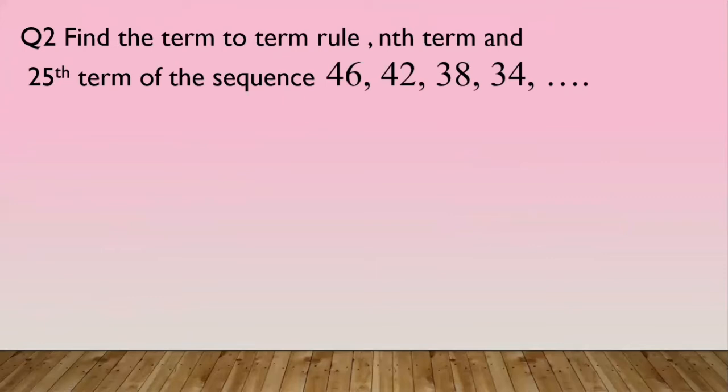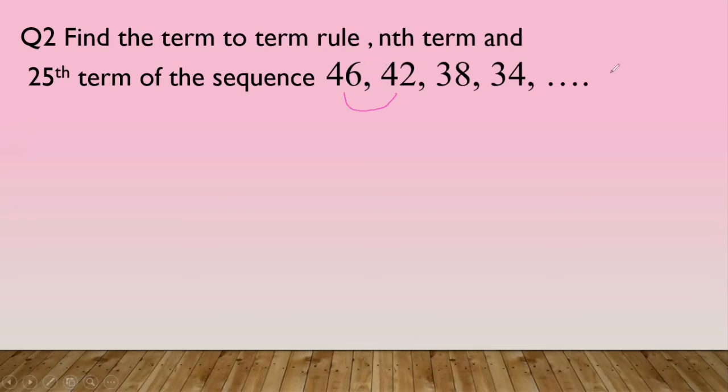So in this question, find the term to term rule, nth term and 25th term of a sequence. Now, what is happening here? It is 46 minus, so what is happening here? It is decreasing, right? The sequence is decreasing. So if it is decreasing, then what is to be done? So what is the common difference here?